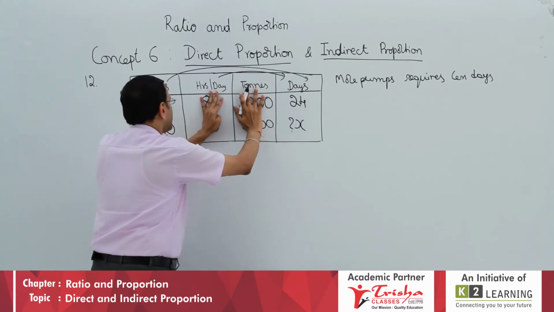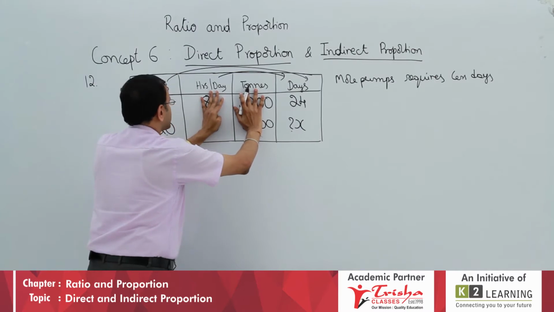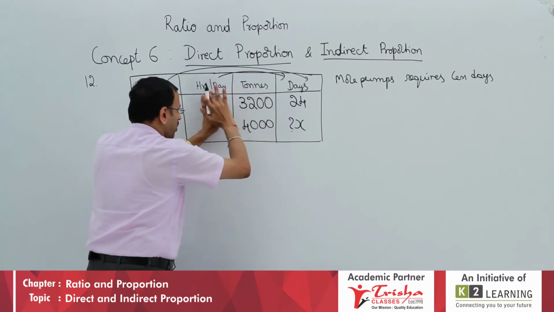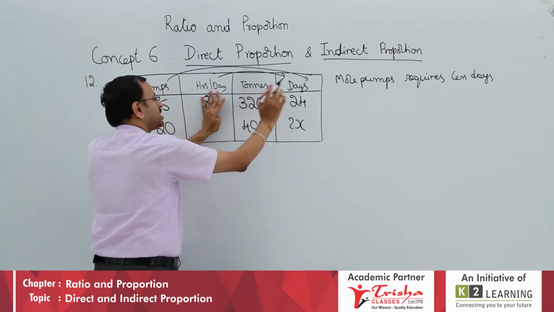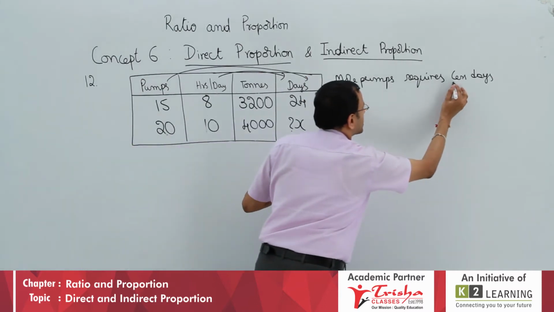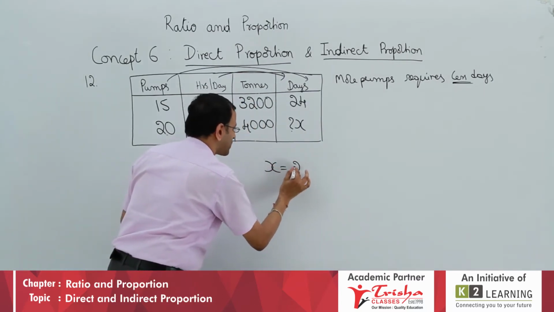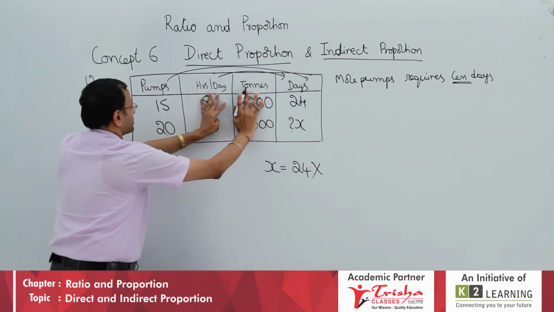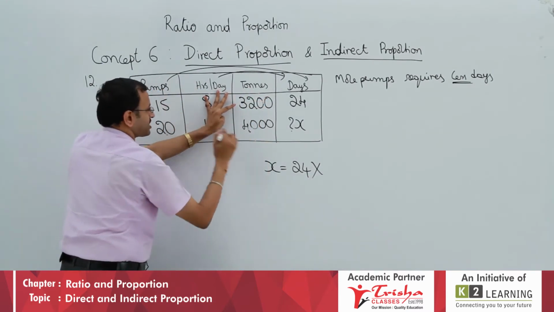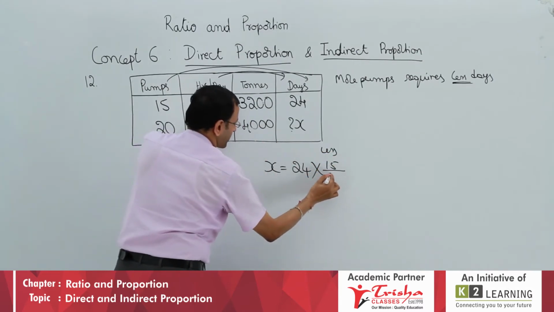Shall I repeat again? 15 pumps can finish the work in 24 days. If there are 20 pumps, for the same work, you take fewer days. So if it is less, how do you write? X equals 24 into less. Students, can you answer which fraction is less in these two? When you say less, it is 15 by 20.